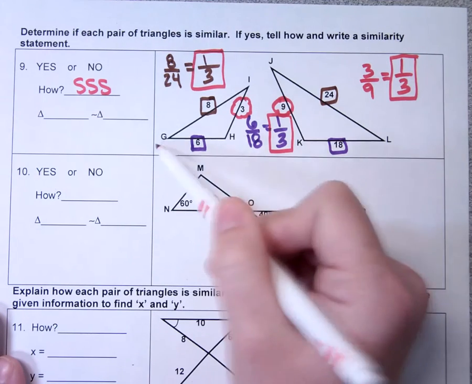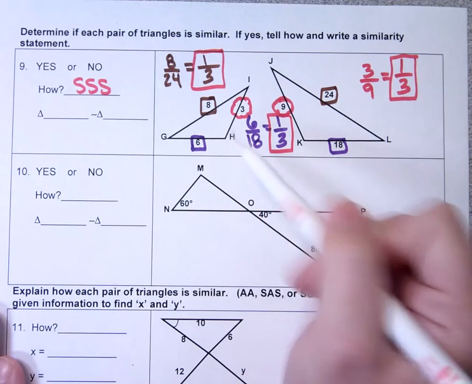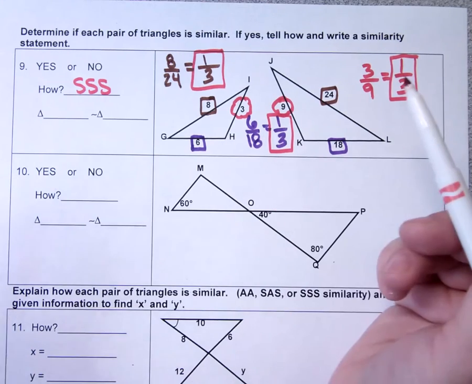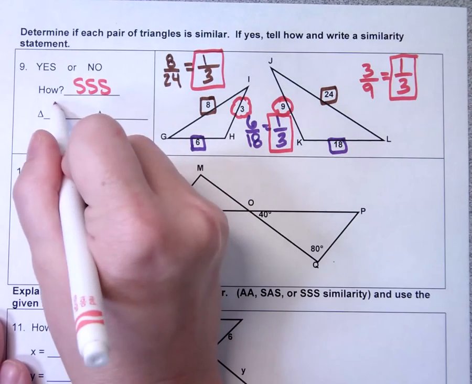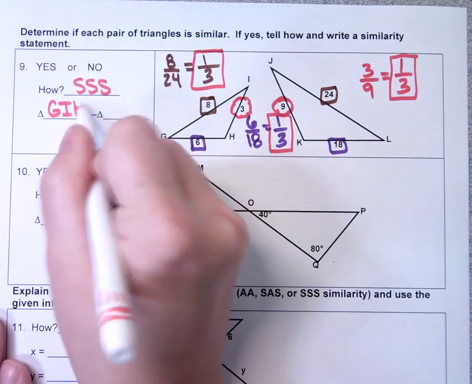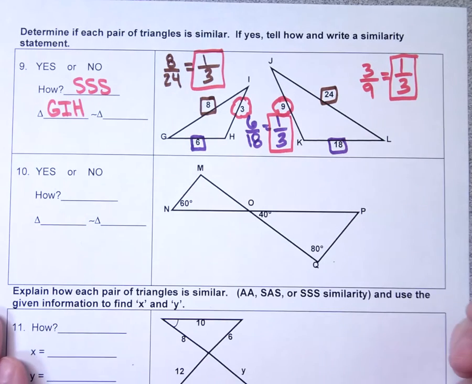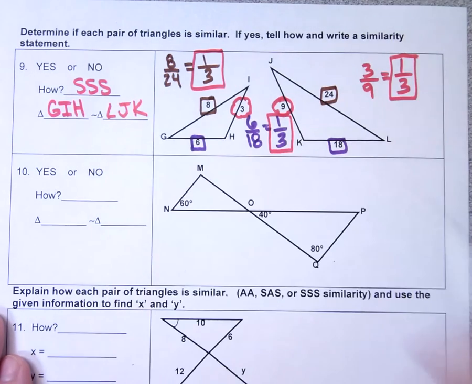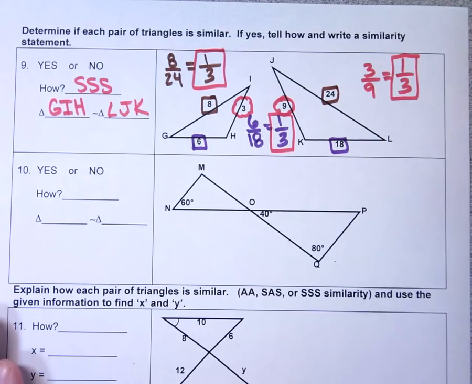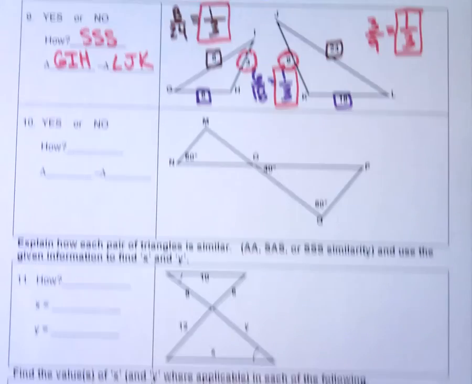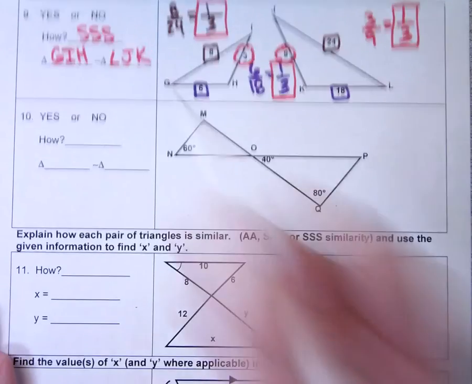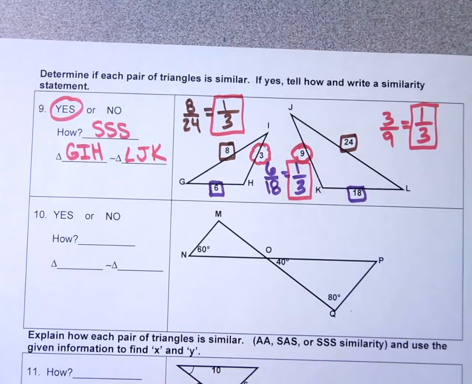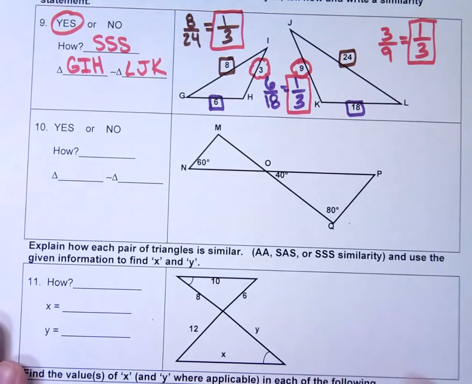I can call this first triangle whatever I want. GIH, HIG, GHI, it doesn't matter. I'm just going to call it triangle GIH. But when I name the other one, I have to make sure that I match it up just right. So triangle GIH would be similar to triangle LJK. Okay, let's look at this next one. Oh, and I should circle yes. Yes, they are similar.